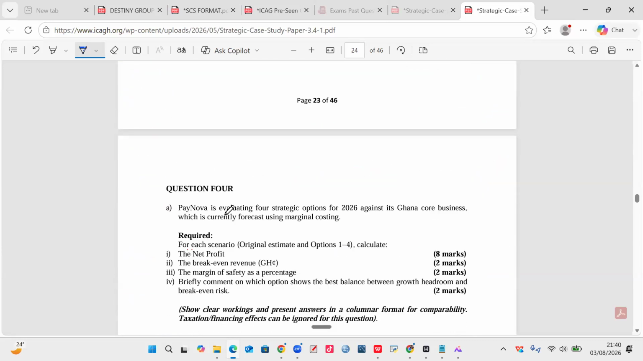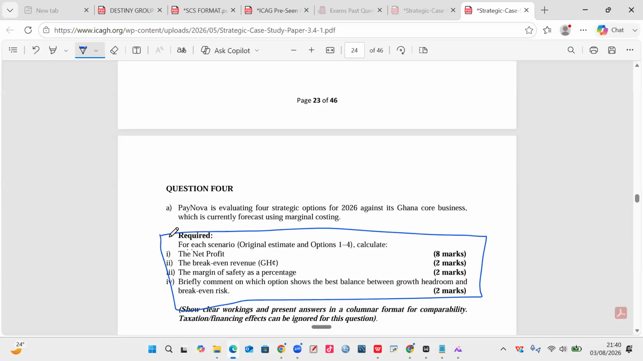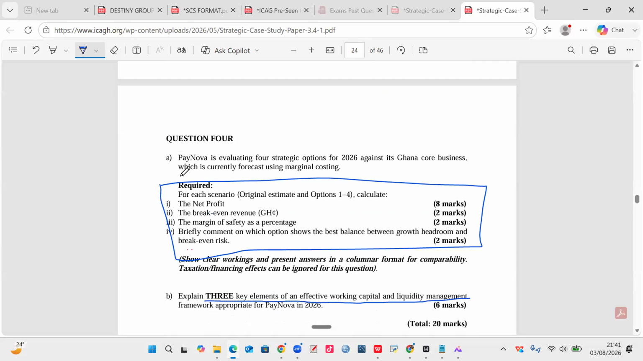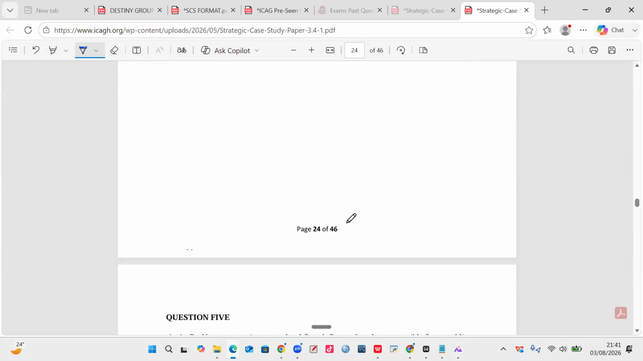Let's say question 4 is the next. And question 4, I can do the financials. I just come and do the 4A. If the 4B is an issue, 3 key elements of an effective working capital liquidity management, I'll just do the A. 6 marks. I'll leave a page or half a page for the B. Then I'll move on to the next one. Zamoshi, please, do you get it?